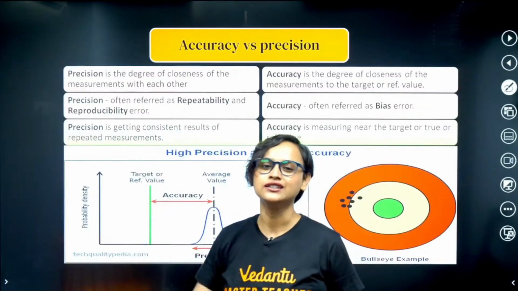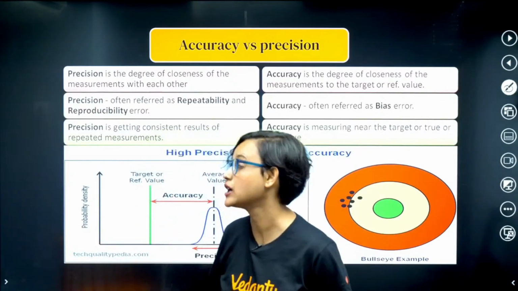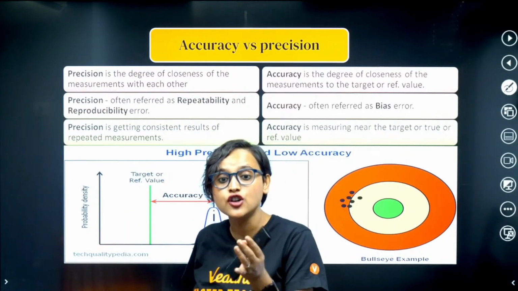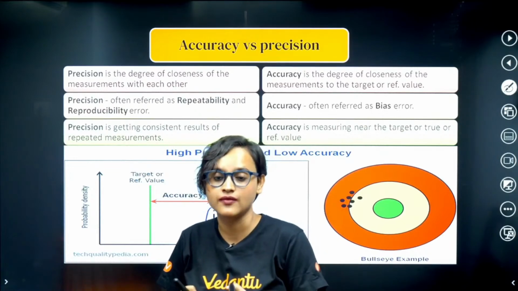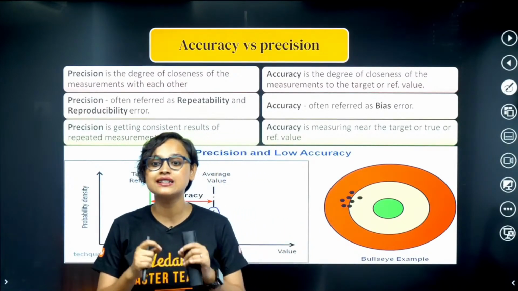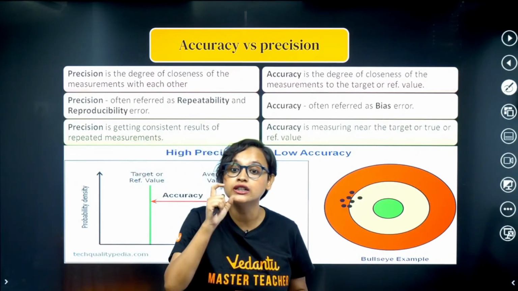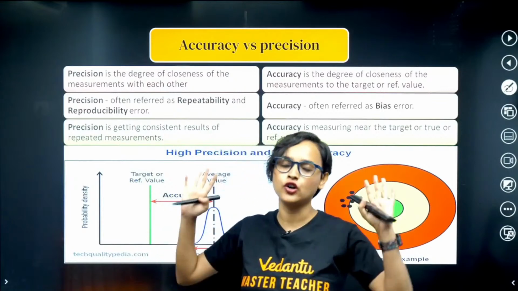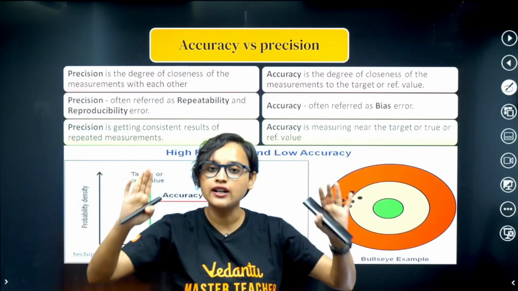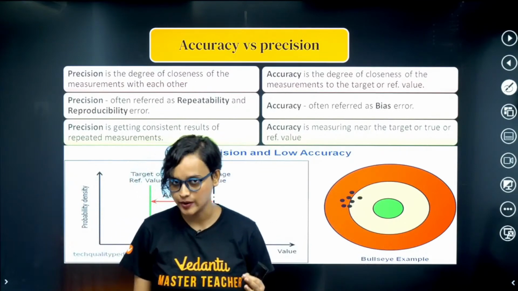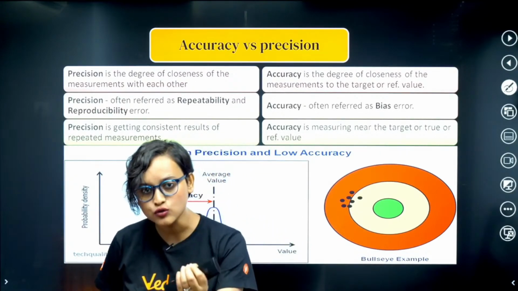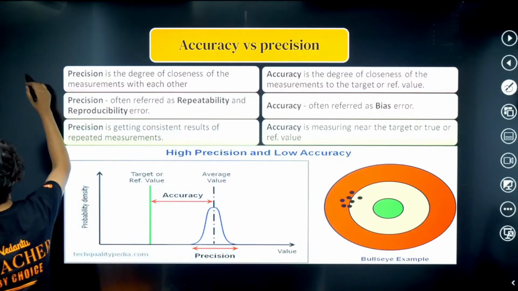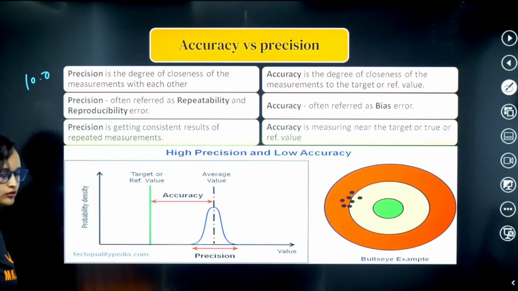Now let's come to the theory part. The theory part says that precision is the degree of closeness of the measurements with each other. And accuracy is the degree of closeness of the measurement to the target or reference value. For example, let's say that we are in a chemistry laboratory and we are doing an experiment, and I have told all of you students that the value has to be 10.0.